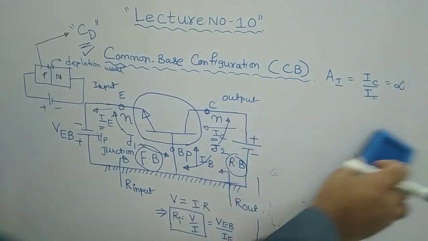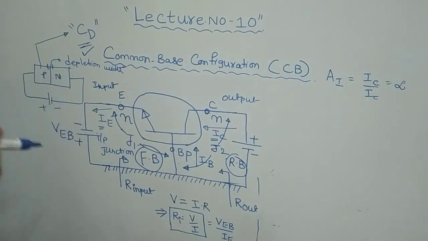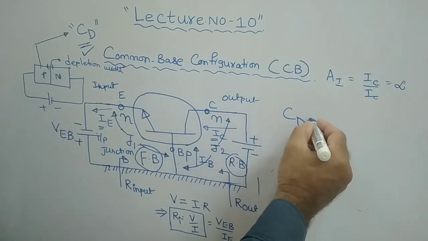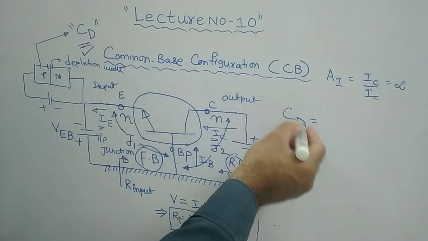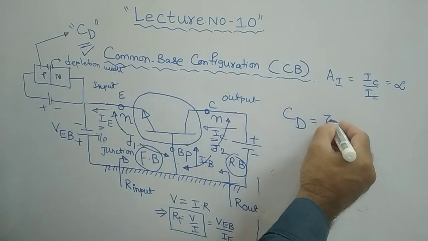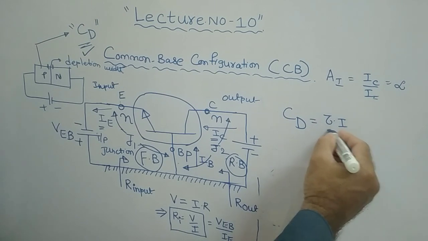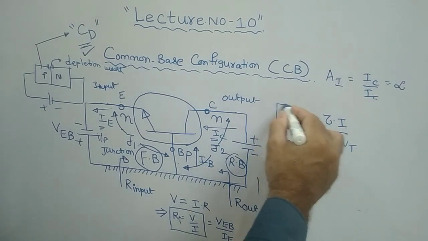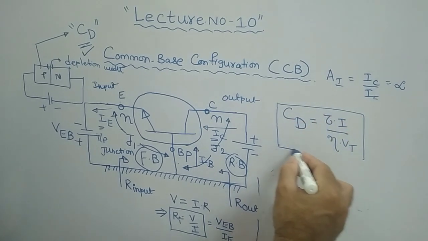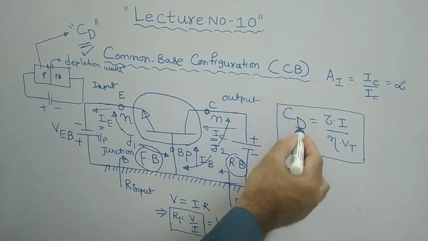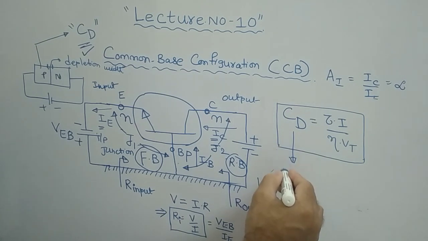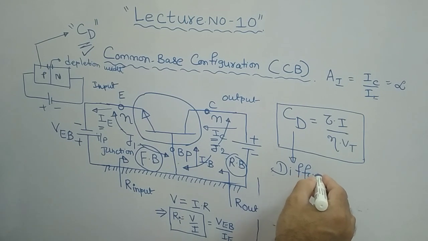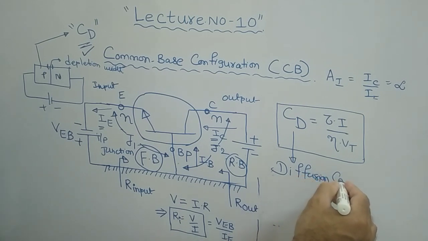If you connect the diode under forward bias condition, you will have one type of capacitance, that is CD, called diffusion capacitance. What is the expression you know? Tau times I by eta times Vt. This is a very important formula, even from the GATE examination point of view. Here D stands for diffusion.